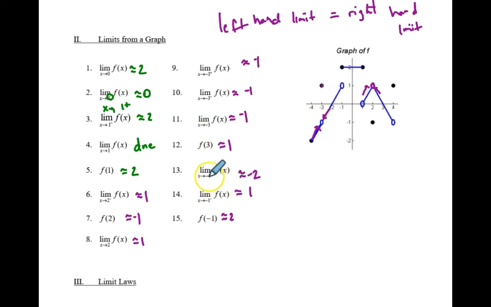As we approach negative 4 from above, that's down here, we're going down to negative 2, and just FYI, they will not ask us about negative 4 from below since it is not in the domain of the graph, so that's not going to be a question you'll ever have to consider. As we approach negative 1 from below, that's up here, we're going to go to 1, coming in from below here, and then f of negative 1 is up here at approximately 2.